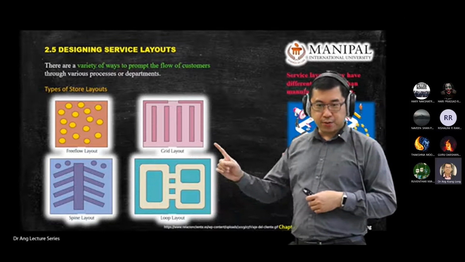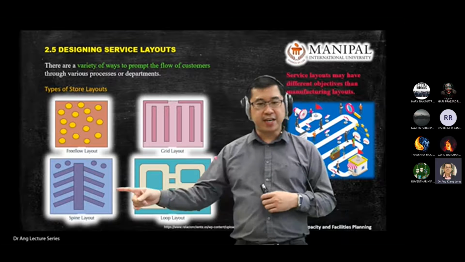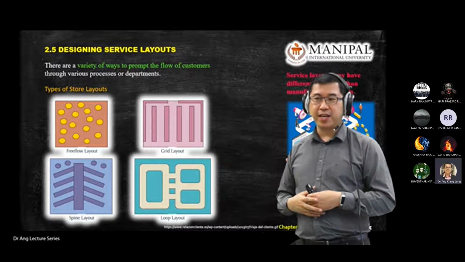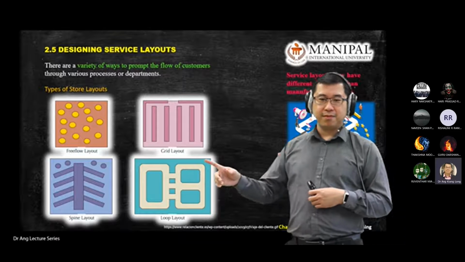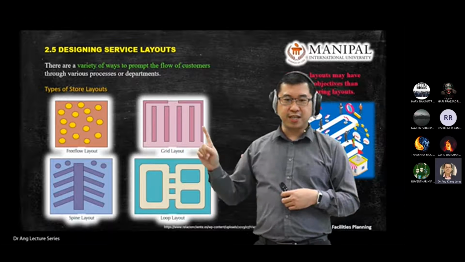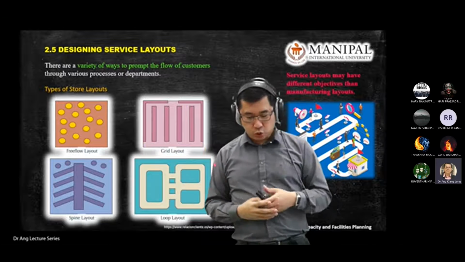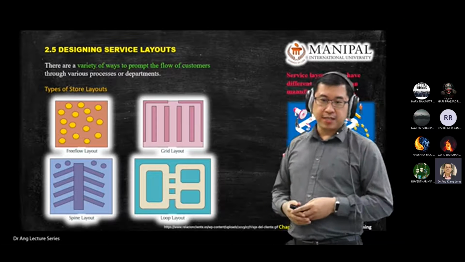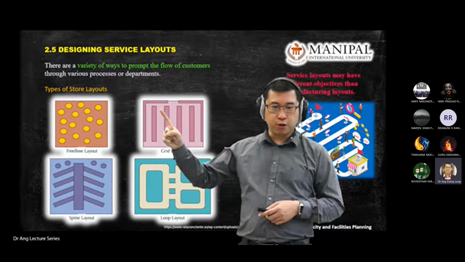Grid layout and spine layout, normally you'll find in a buffet layout. Grid layout you will also see in the IKEA layout. But you can relate to spaces that you've been to. So grid means the customer will go like this. You control the flow.